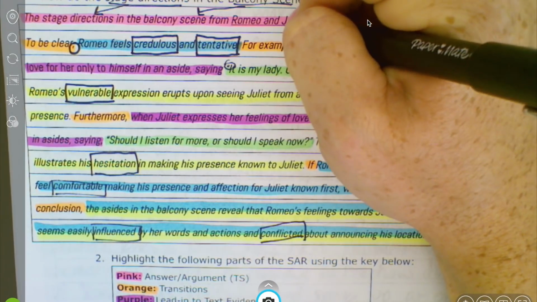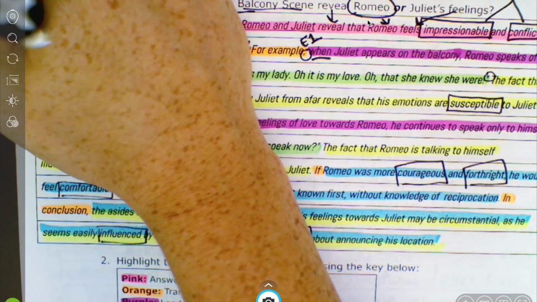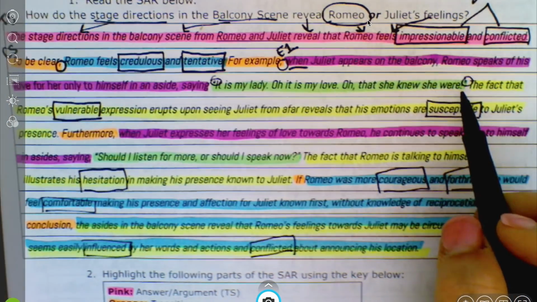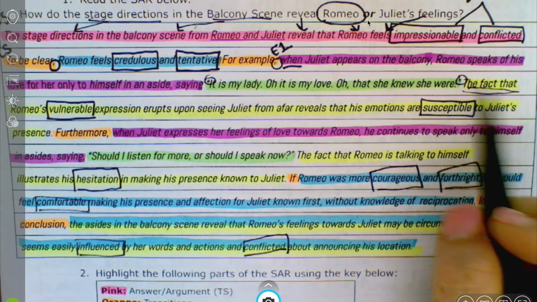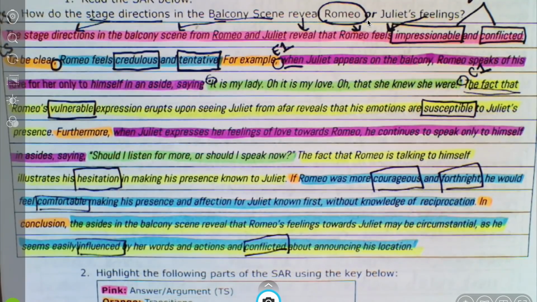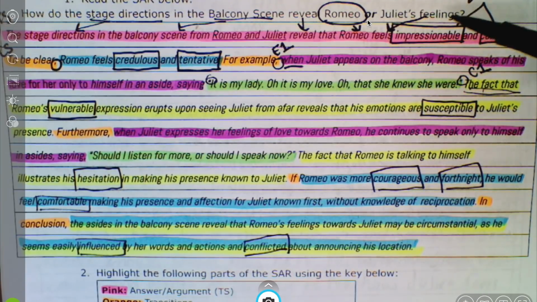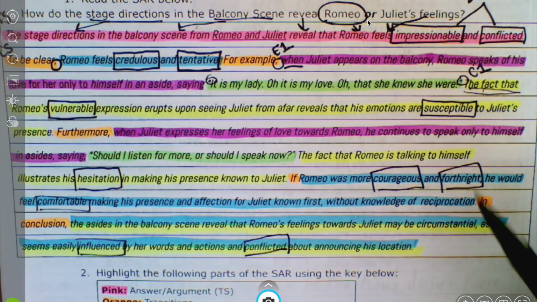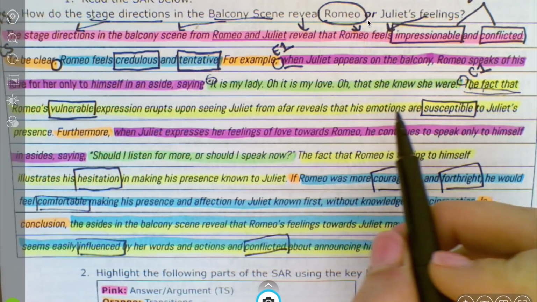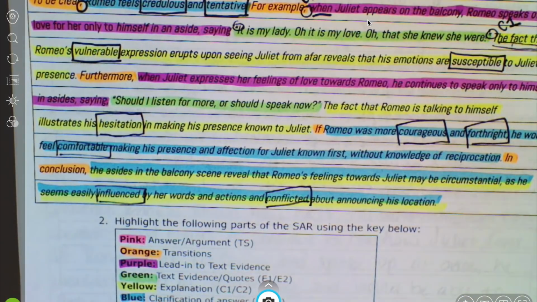So we could probably label this evidence 1, and we can go to this side and label our clarification sentence and our topic sentence. All right? Then when I go down and continue after the quote, I see the words "the fact that." Those words indicate that this is a commentary 1 because it's following my evidence 1. I'm commentating on this quote and explaining how it relates to my answer up here. It says the fact that Romeo's vulnerable expression erupts upon seeing Juliet from afar reveals that his emotions are susceptible to Juliet's presence. That is an explanation, so it is in yellow.